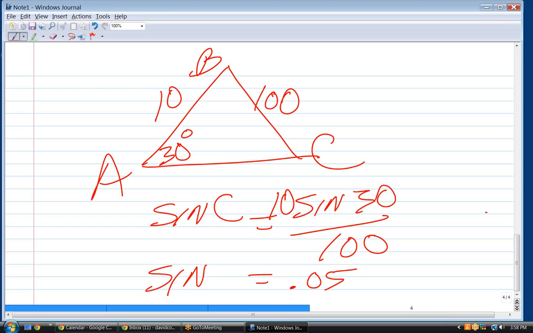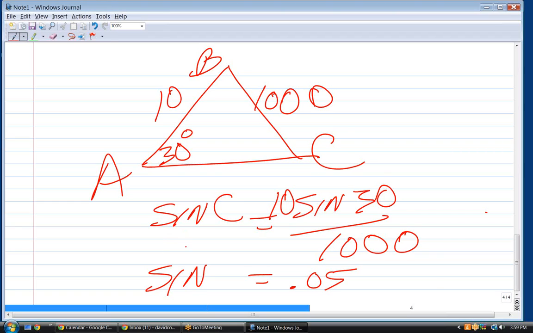It would just make that side B really like 104 or something like that. No, that's going to work also. If I make that 1,000, what am I doing wrong here? Sine of C divided by 10 equals sine of 30 divided by 1,000. That would just make it 0.005. That would still be possible. I'm not sure what's going on here. I made this up out of my head, and obviously I made a mistake.